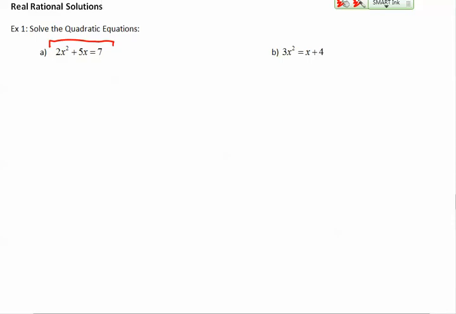To do that, I'm going to cancel out this 7 from that side by subtracting it away. And anything I do to one side, I have to do to the other side, right? So these 7s will cancel out. And I'll end up with 2x squared plus 5x minus 7 equals 0.